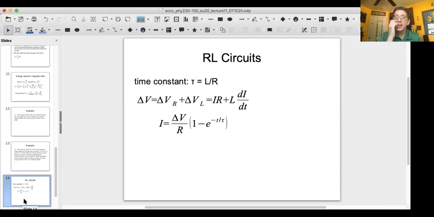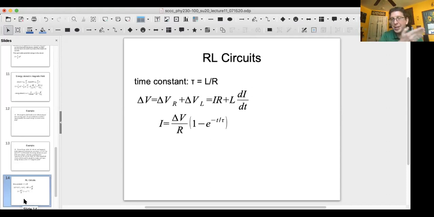You notice you get a differential equation in terms of I that's very similar looking to the differential equation in terms of Q that we got for the charge in a capacitor. What's different is the time constant. The time constant here is L divided by R. So you're not multiplying the resistance by the capacitance, you're dividing the inductance by the resistance. And that's how you get the time constant, and your time constant is still measured in seconds.